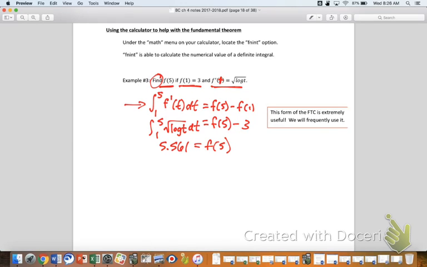So, okay, that right there is the value of this. Oh, yeah. And so they get f of 5, we have to add the 3 over.